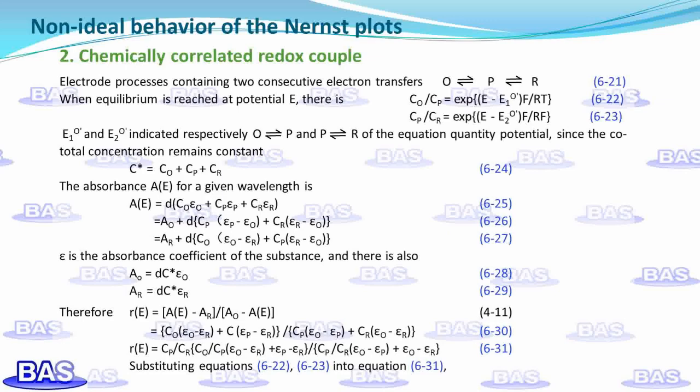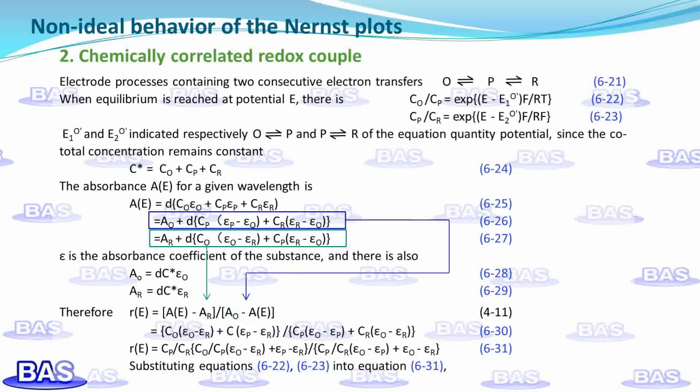Since the total concentration remains constant, the absorbance at a given wavelength can be expressed by equation 625, where epsilon is the absorption coefficient of the substance. Substituting A in the numerator part of formula 411 with formula 627, and substituting A in the denominator part with formula 626, we get 630. Then CO in the numerator part is extracted and CR in the denominator part is extracted to obtain equation 631.